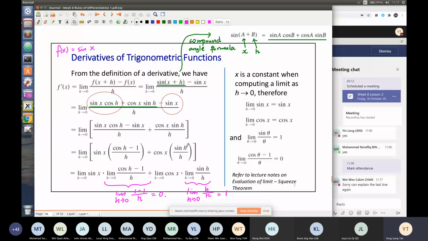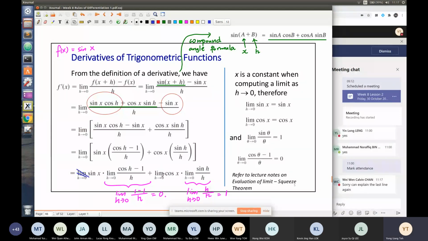Therefore, this part, the limit as h goes to 0 for sine x, is actually irrelevant, because sine x is in terms of x, not h. You let h go to 0, but sine x doesn't contain any h, which means h has no influence on sine x. So we can practically strike it off. There's no need to even write this.